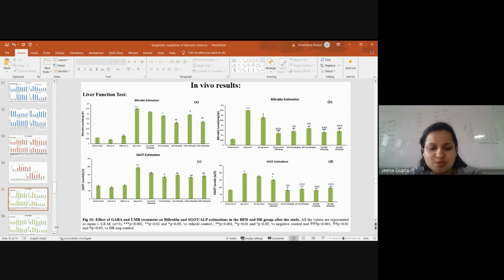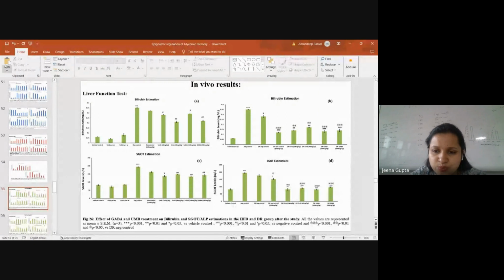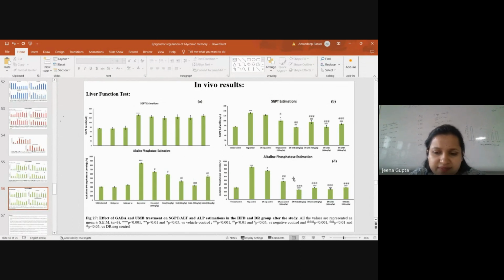In vivo results also show that there is liver malfunction in the animals with diabetes and diet reversal too. You can see here. But our compounds were able to reduce these levels significantly. SGPT levels and alkaline phosphatase levels also show liver malfunction because diabetic animals, type 2 diabetic animals, tend to develop fatty liver disease with the progressive disease. So our results were in coherence with those studies.